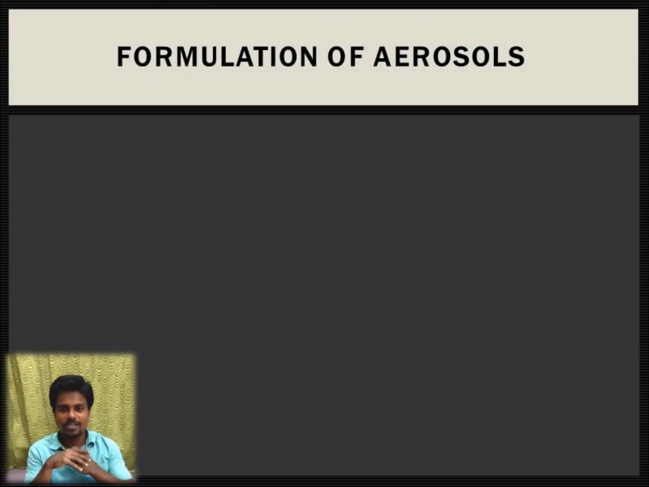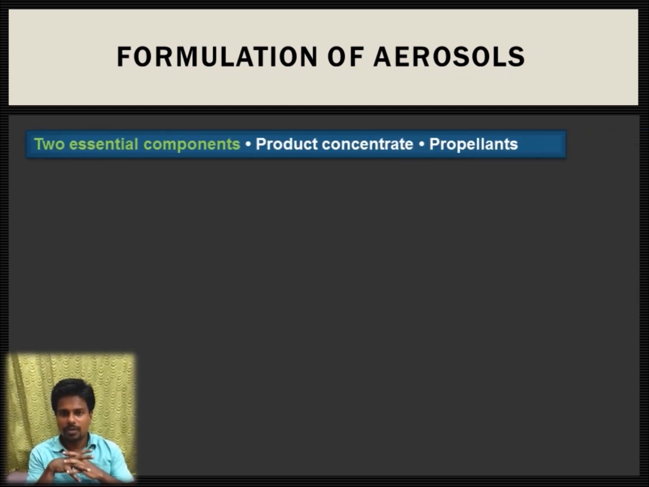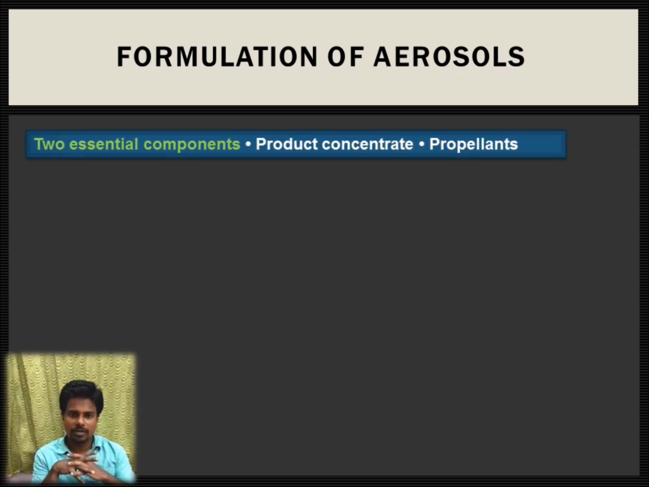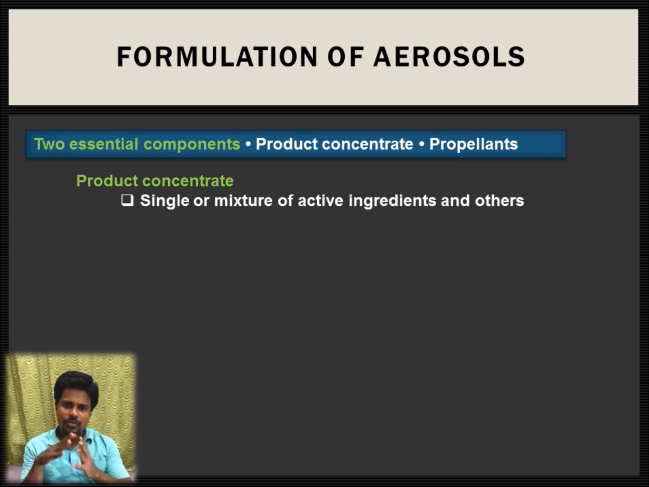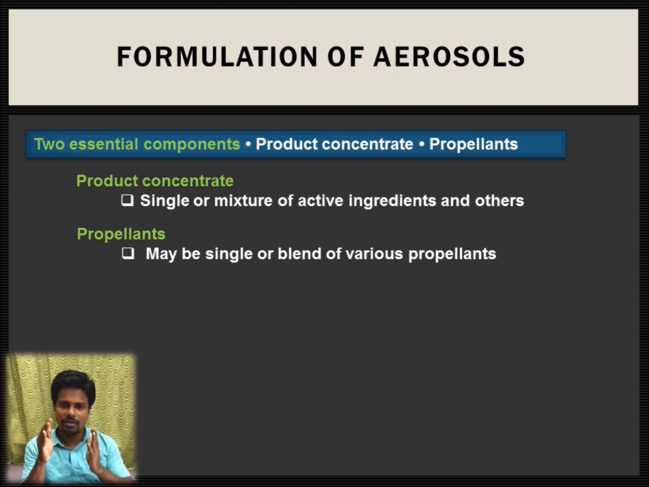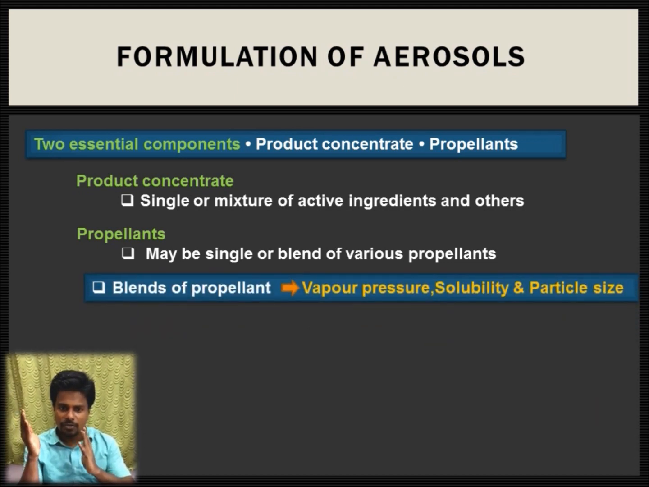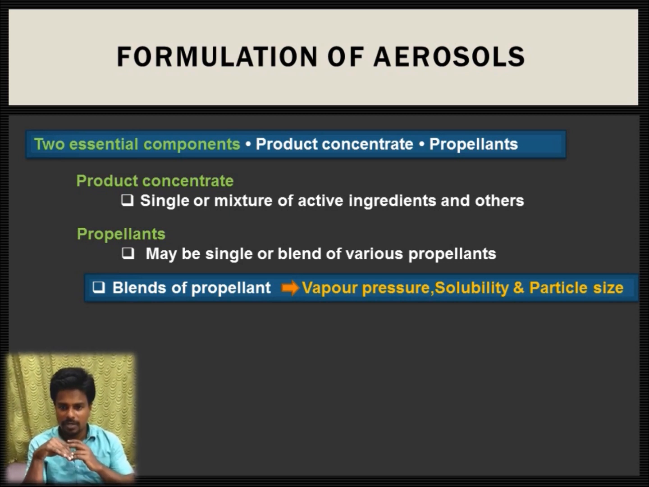We now see the formulation of aerosols. It contains two essential components, product concentrate and propellants. Both were discussed earlier. Product concentrate is nothing but the active ingredients. It contains one or more active ingredients and other solvents, antioxidants and surfactants. Propellant is used singly or as a blend of various propellants. A blend of various propellants is used in pharmaceutical formulation to achieve the desired vapor pressure, solubility and particle size.